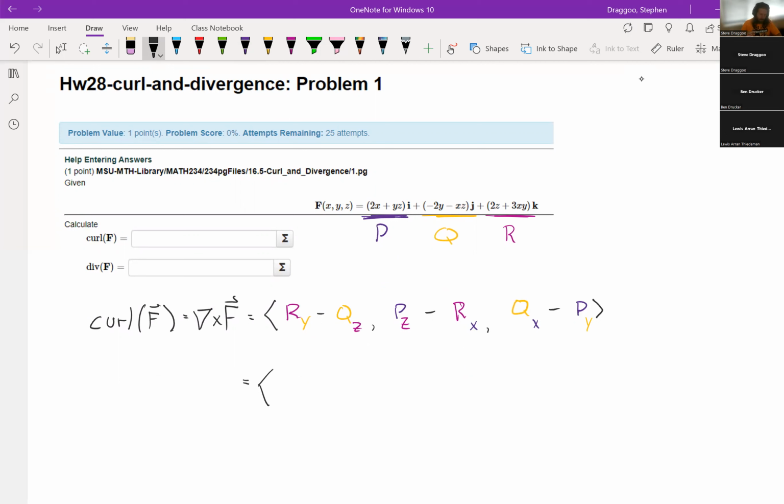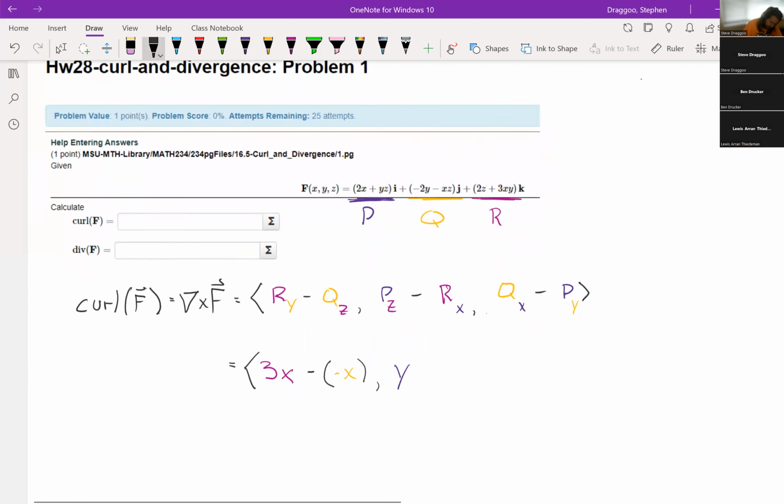I'm going to need R partial Y, so the Z component with a partial with respect to Y, that looks like 3x. It's going to be R partial Y minus Q partial Z. I need the yellow one. It's Z partial, I believe that's negative x. Then up next, P partial Z. That's going to be y. Right, 2x plus yz, I need partial z, so just the y survives.